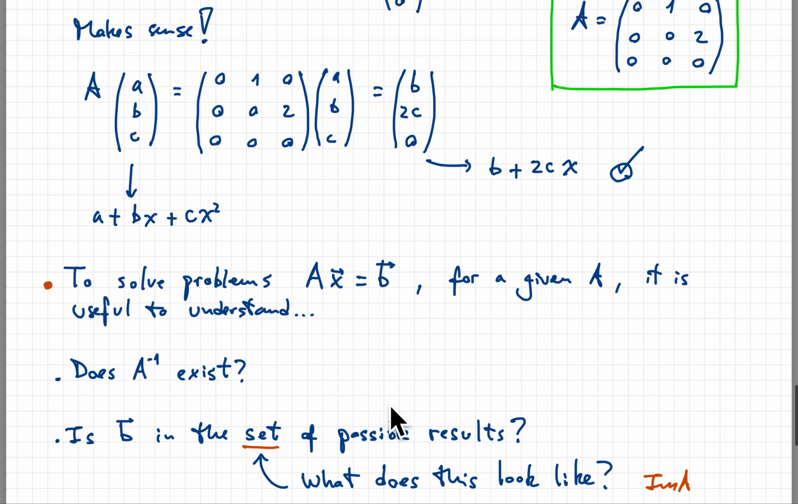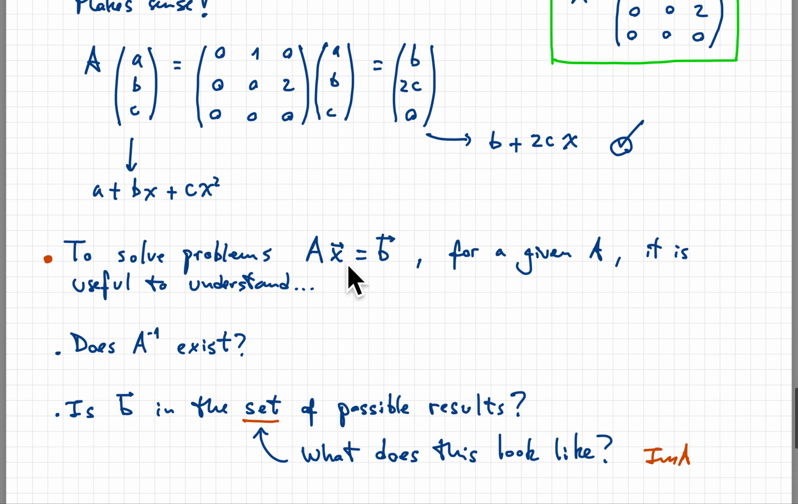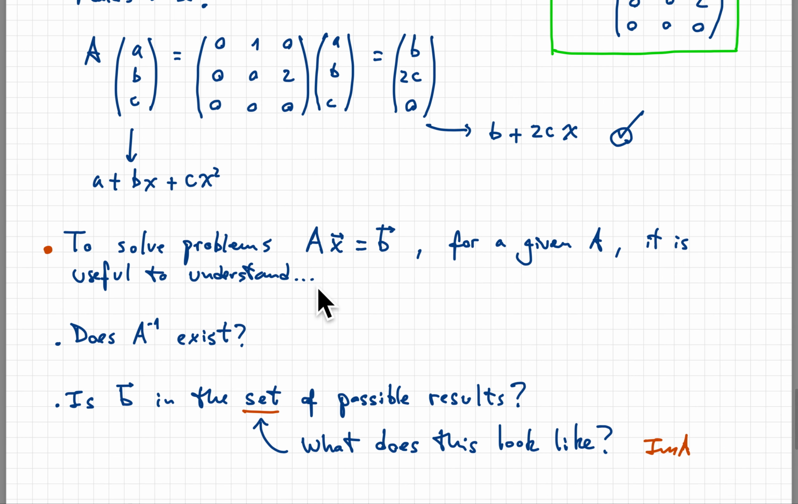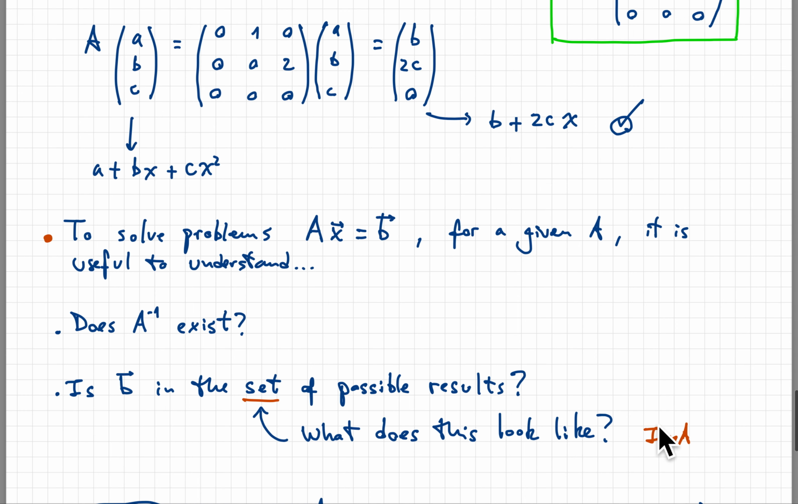Is b in the set of possible results? In other words, if I need to find the x such that when I apply A to x, I get b, b must be in the possible set of results that I can get from applying A to anything. That's what we call the image of a function typically. Is it in the set of target results? That's what we call the image of the operator. So we want to know what the image of A looks like.